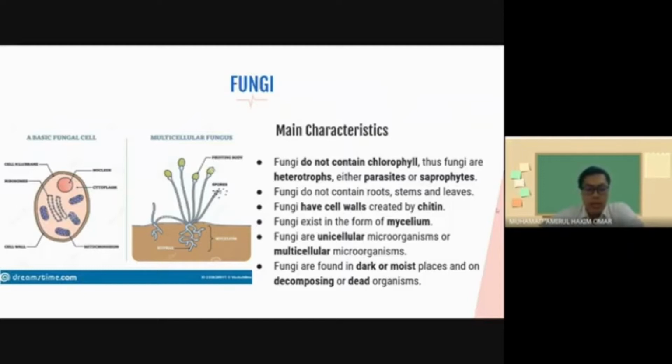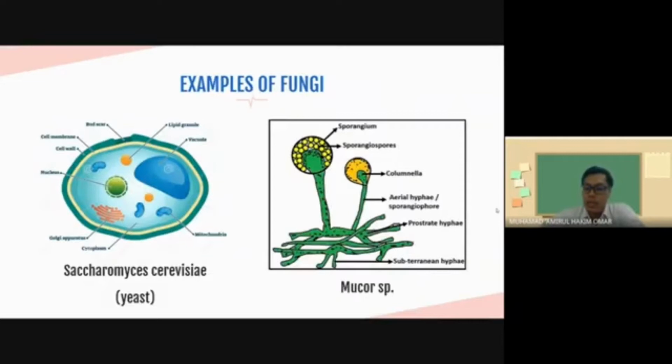Fungi also can be unicellular microorganisms, such as the yeast that we use in the dough to make bread, and multicellular organisms, such as the Mucor species. Okay, now let's see. At the left side, we can see here yeast, and at the right side is Mucor species. We can see, right, the hyphae of the Mucor species is at the bottom of this microorganism.